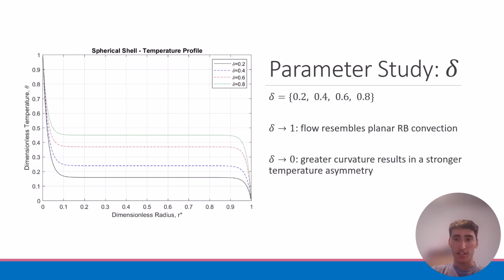As delta decreases, the asymmetry increases due to the difference in surface areas, with stronger heat fluxes at the inner boundary, as you can see with a sharper gradient on the left side for the lower deltas. This asymmetry implies that heat transfer is dominated by conduction at low delta, while convection remains strong at high delta.